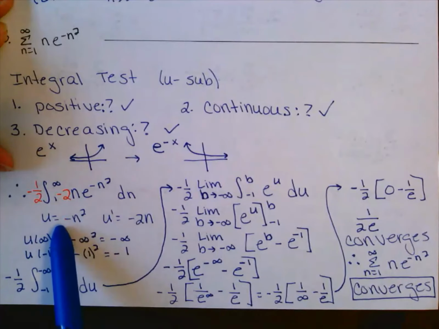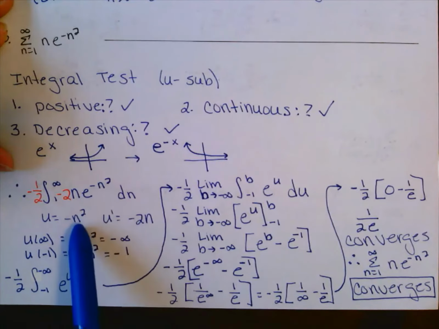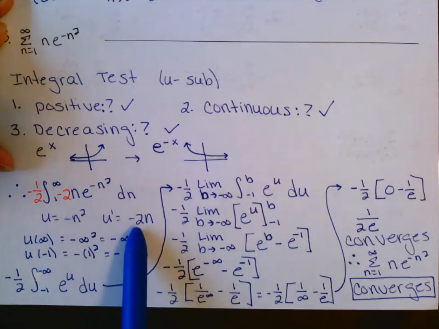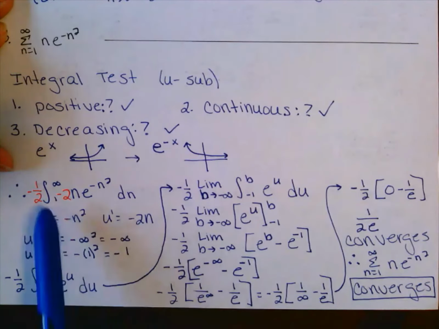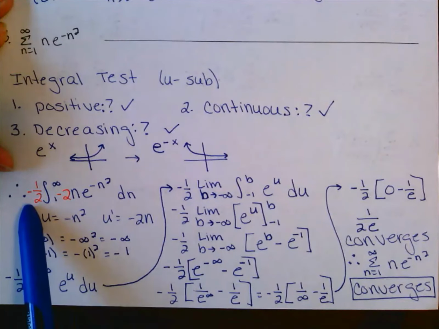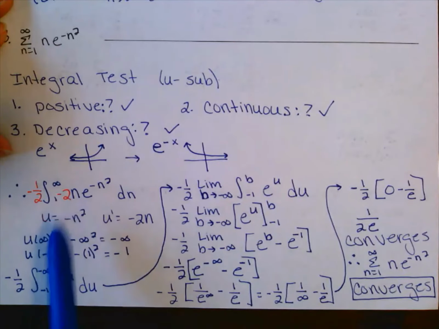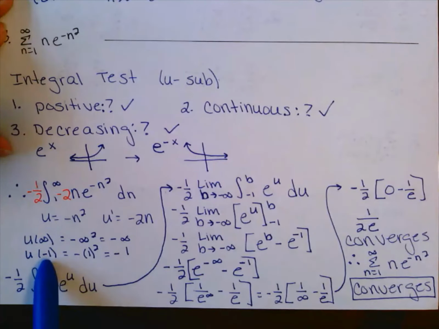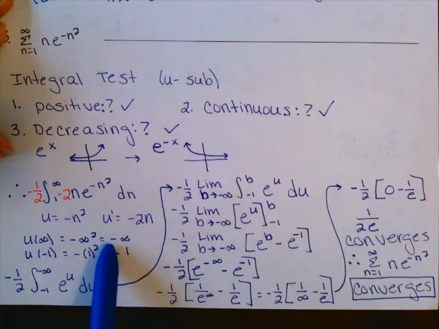When I set up my u sub, I pick that negative n squared. u prime is negative 2n. I'm missing a negative 2, so I put it in along with the negative 1/2, okay? Remember that when you do u sub with a definite integral, you have to change your u's. So I plugged in infinity and 1 into my u, and I got negative infinity and negative 1, and I replaced my entire integral in terms of u's, okay? I changed the a and the b, and the exponent, and the du for the derivative.